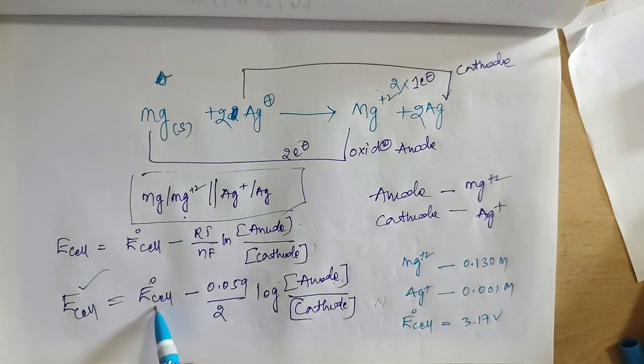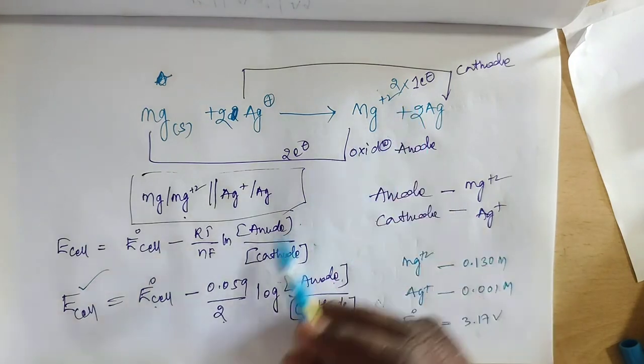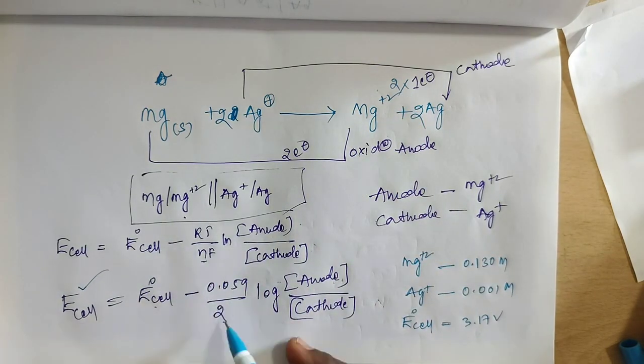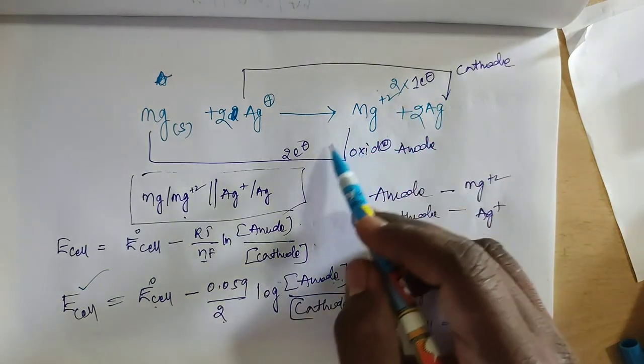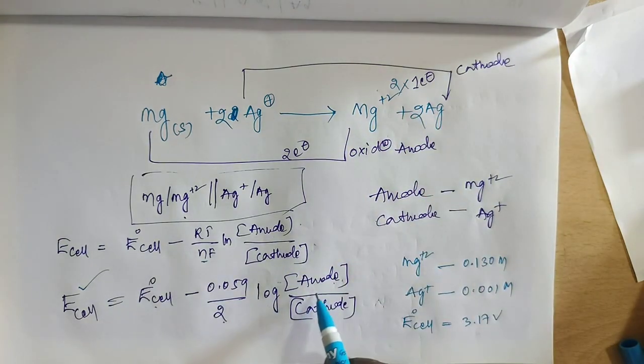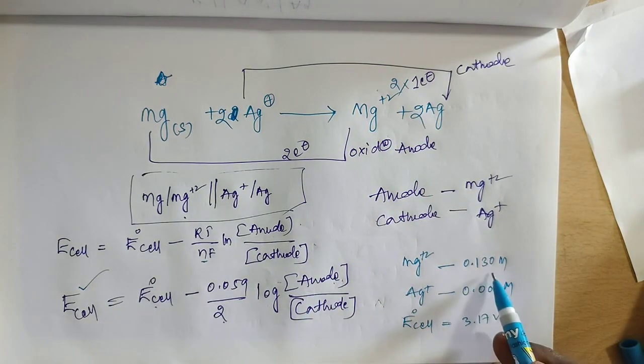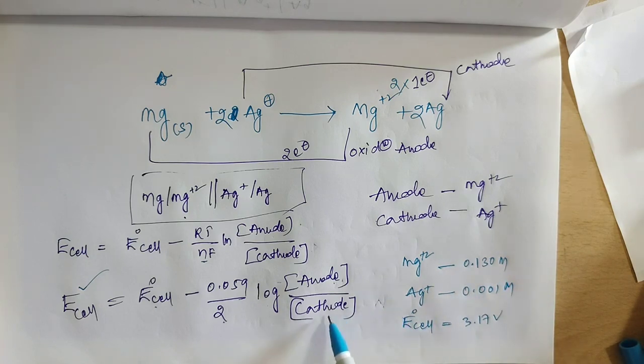So you substitute the E naught cell value, and 0.059 by 2 already, because of the 2. What does the 2 mean? The n value is 2, because n is the number of electrons, 2 electrons. And log anode, what is this? 0.130 molar, and concentration of the cathode is 0.01 molar. Okay, so you substitute these values in this and calculate the E cell. Okay, this is your question.